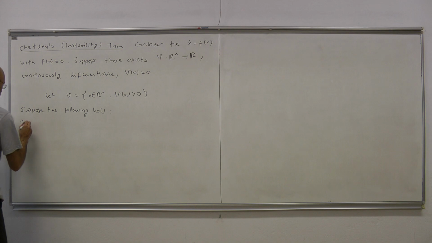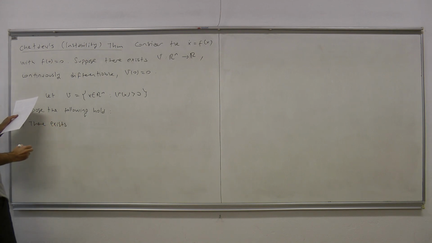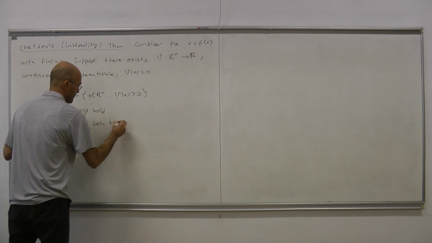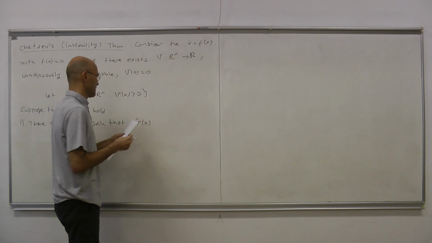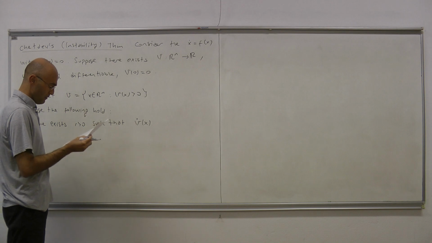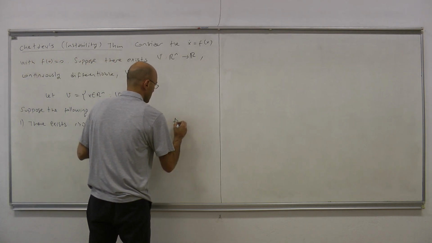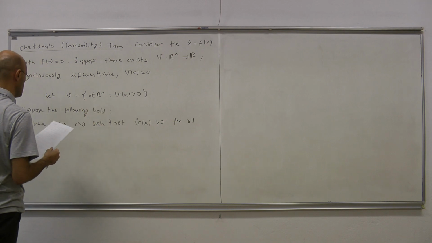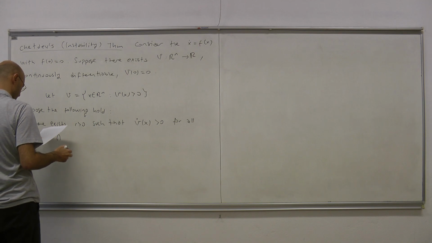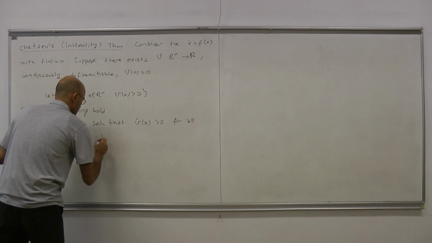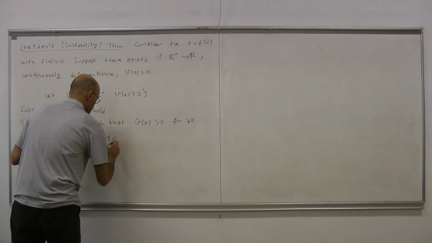Okay, one. There exists some positive number, it could be small, such that V dot of x, and by V dot we mean the inner product of the gradient of V with the right hand side of the system f of x, is strictly positive for all x that belongs to the intersection of U, defined here as the set of positive V's, and the ball, x in R^n, norm of x not greater than r.